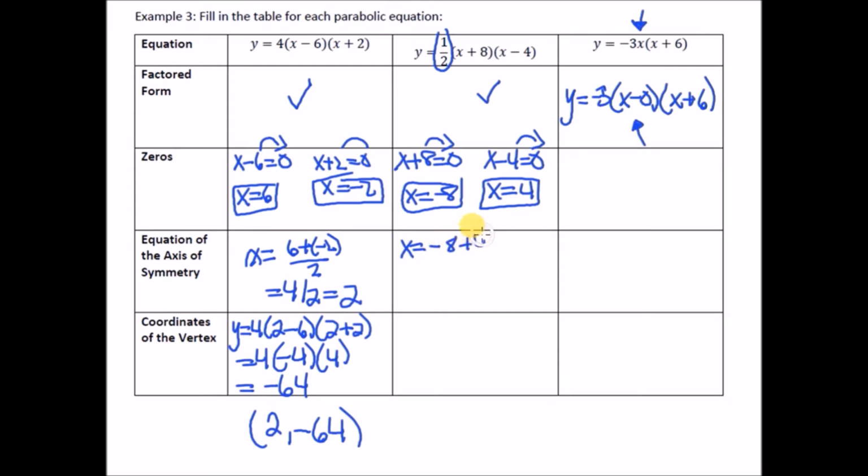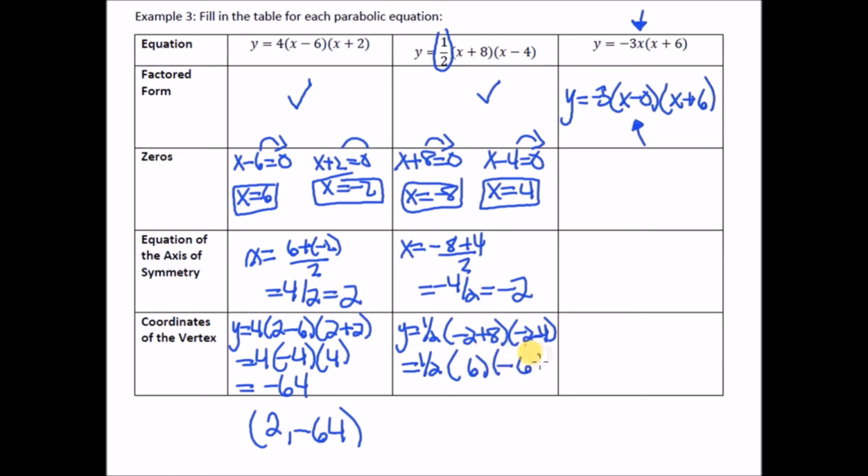So we're going to go negative 8 plus 4 divided by 2, which is negative 4 divided by 2, and I get negative 2. So the equation of the axis of symmetry is x equals negative 2, which is halfway between negative 8 and 4. Now let's go negative 2 plus 8, negative 2 minus 4. 1/2, 6 times negative 6. So this is going to be a half of negative 36, which I think is negative 18. So our vertex is going to be negative 2 comma negative 18.